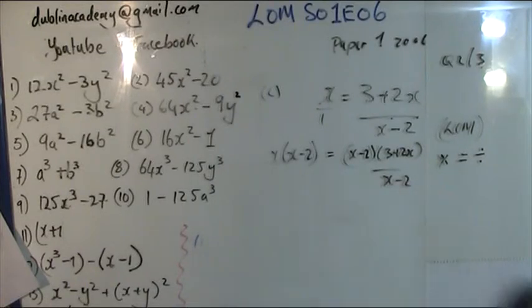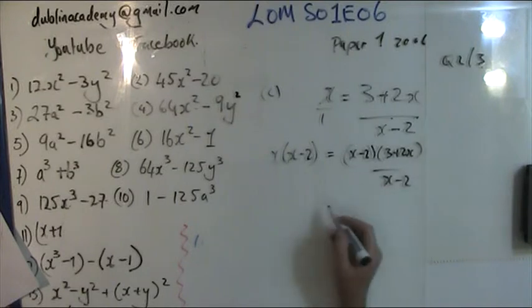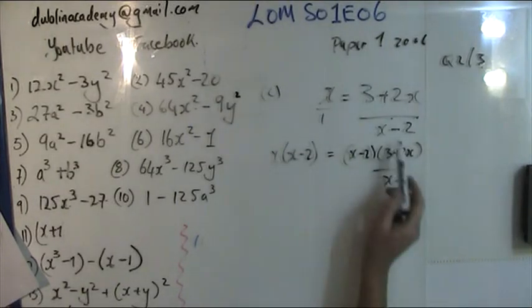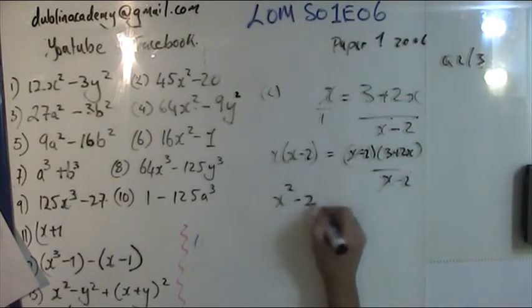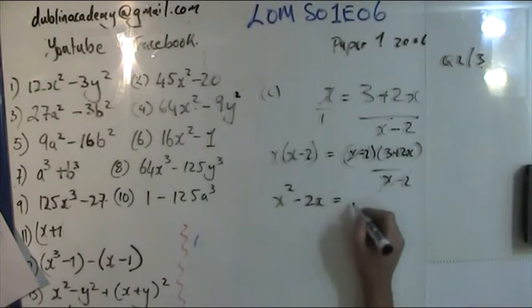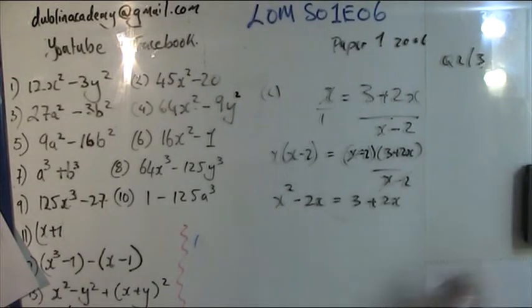But you must get in the habit of doing all this along, of everything, so you can check everything. So it's x minus 2, I know, so I'm going to cancel this. So I have to multiply this out. x squared minus 2x is equal to 3 plus 2x. There's nothing there, so I just open the brackets.